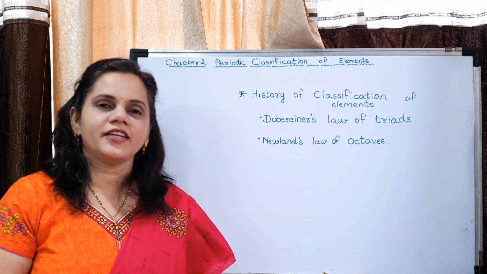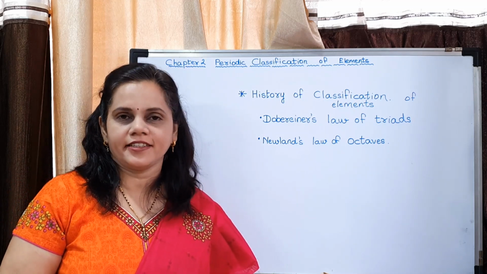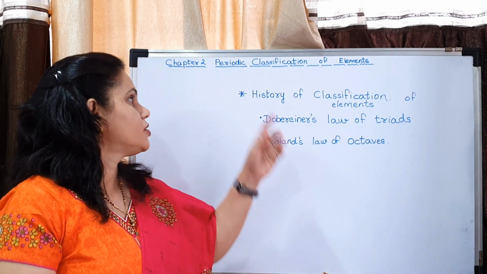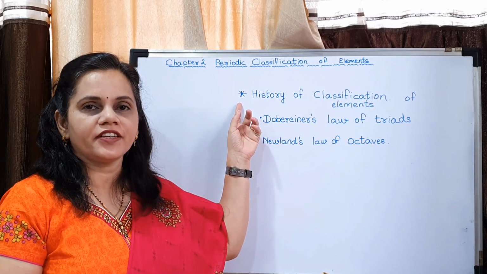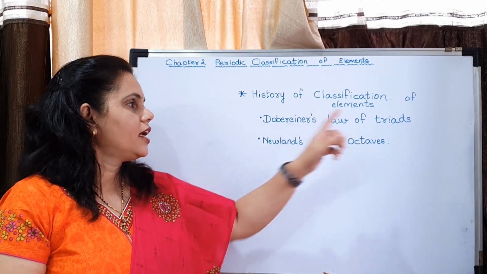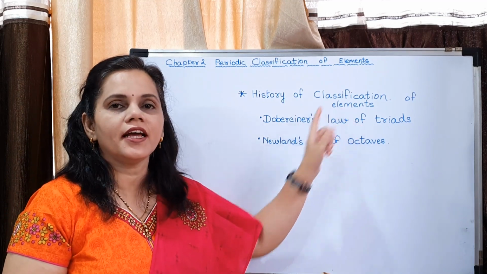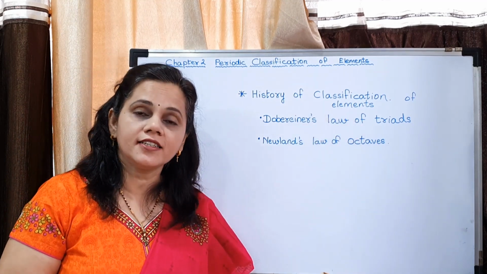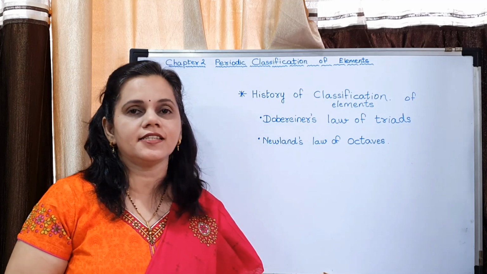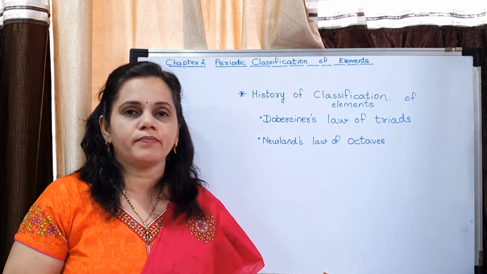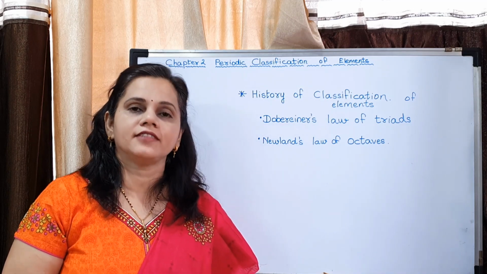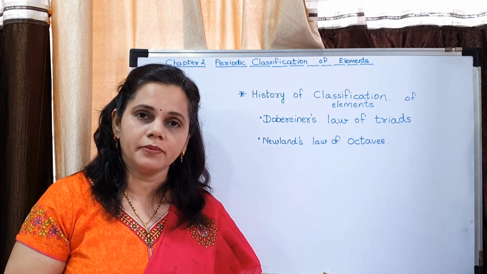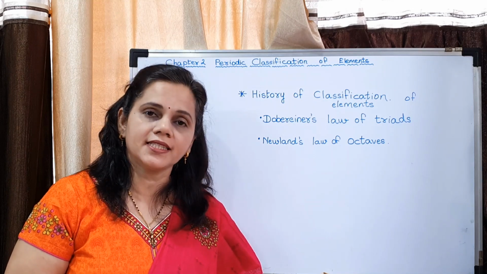So today we are going to start with the chapter exactly. The first part of the chapter is history of classification of elements. Now hope you know the term elements by now. You have learned this in your earlier classes. The different types of matter: elements, compounds and mixtures. You have studied what are elements, what are compounds, what are mixtures.